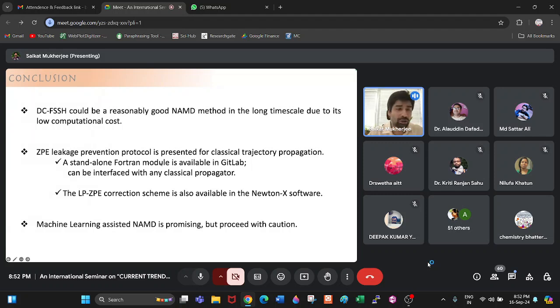Then I showed you a zero-point energy leakage prevention protocol. And also there is a standalone Fortran module available in GitLab, where you can just adopt this module and integrate it into any of your classical propagators to prevent the zero-point energy leakage. By the way, we already did this for you. We have our Newton-X software where I codified this correction scheme, so it is available now for you to use. And then I say machine learning assisted non-adiabatic molecular dynamics, of course, is promising. It is the future, but we have to proceed with caution.